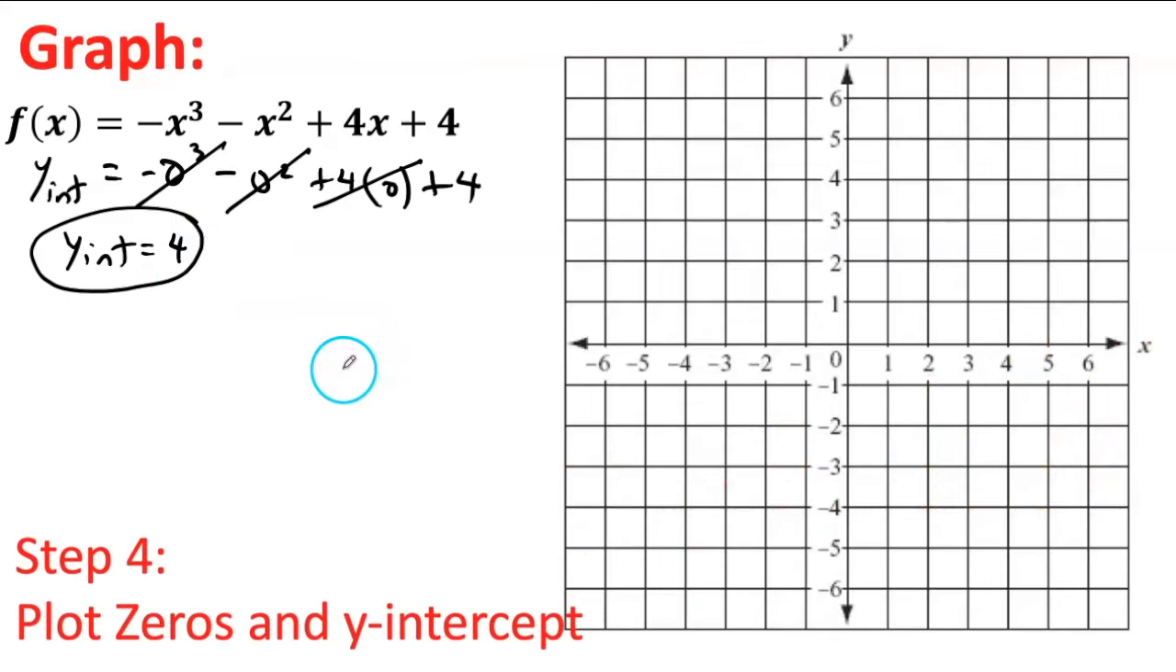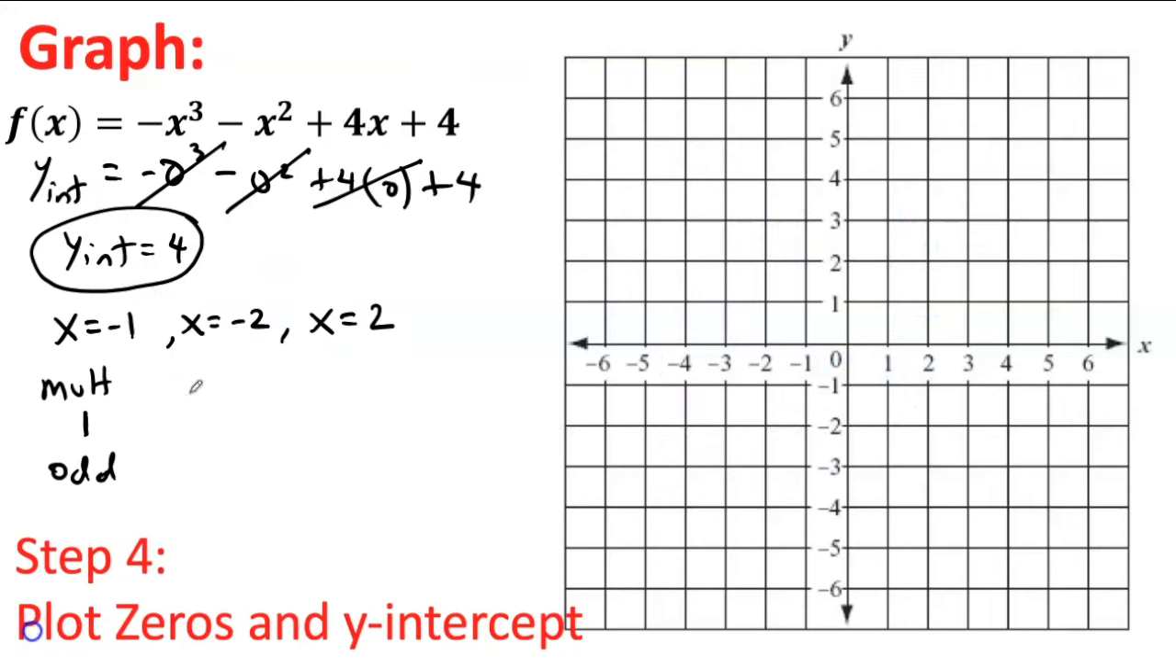Plot the zeros on the y-intercept. Now that I have the information here, what I need to do is bring it here. So let's bring back the zeros. Now, if you remember, we only have one of each. So I only have one of this, 1x equals -2 and 1x equals 2.